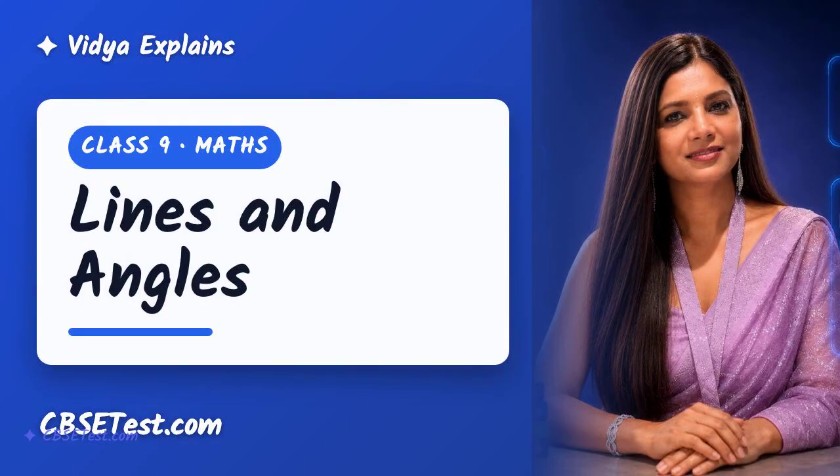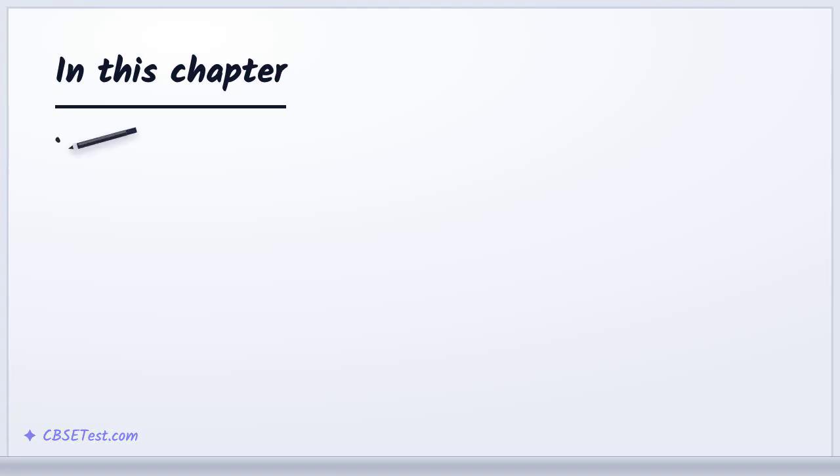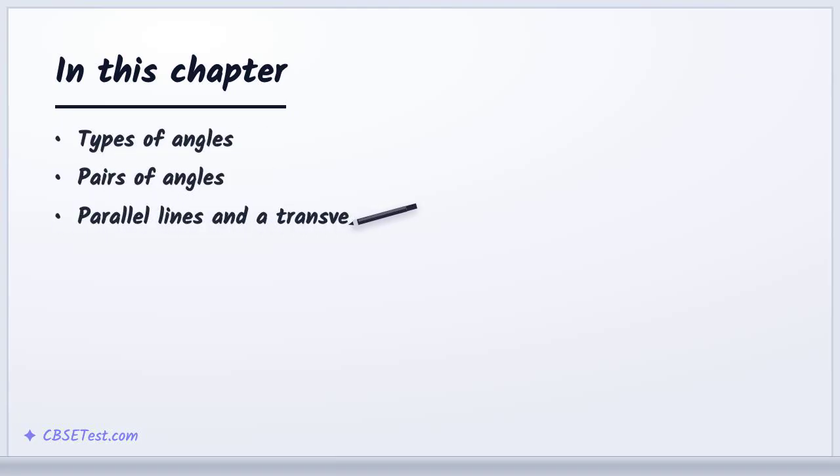Let's learn lines and angles together step by step. This chapter is all about angles formed by lines. We'll classify angles, study special pairs, see what happens when a line crosses parallel lines, and prove that the angles of a triangle always add to 180 degrees.